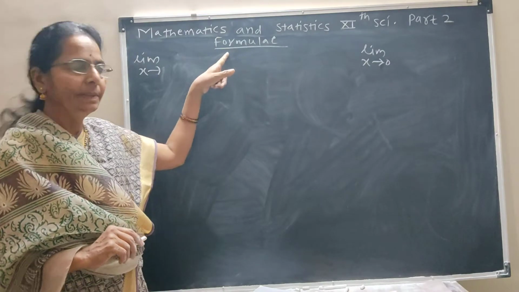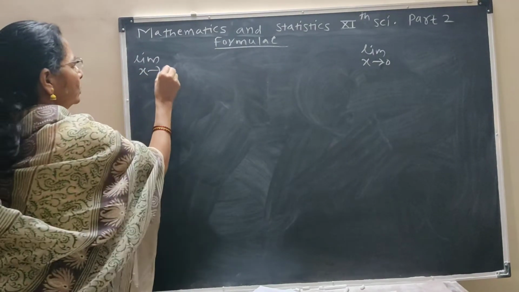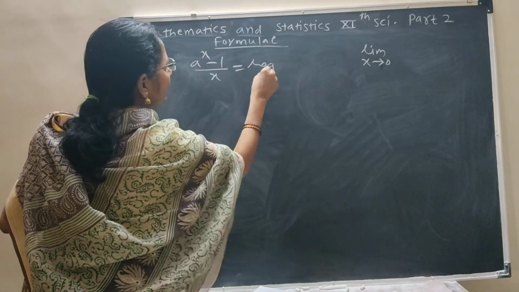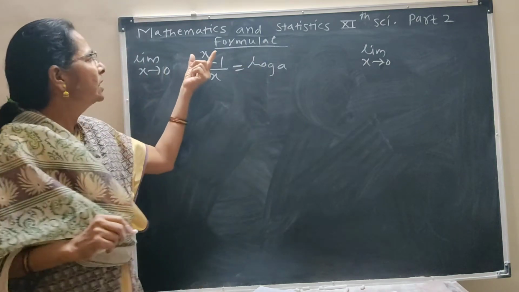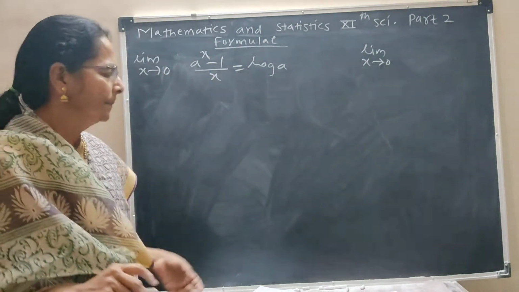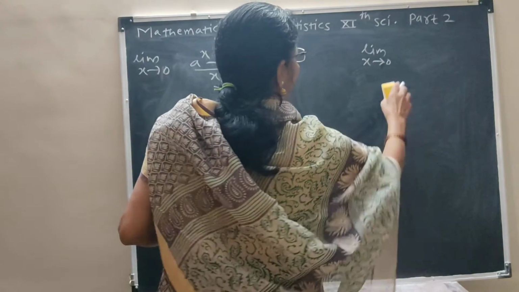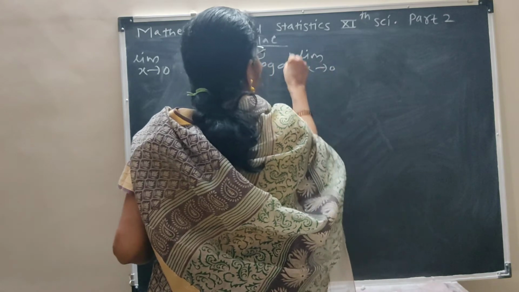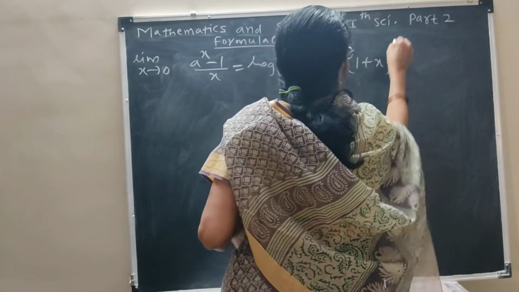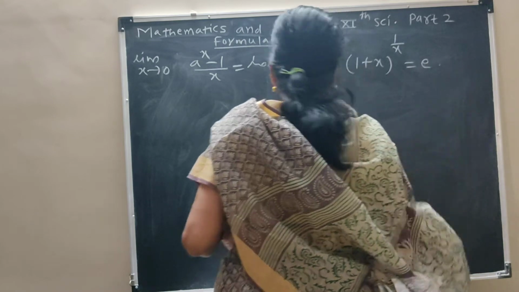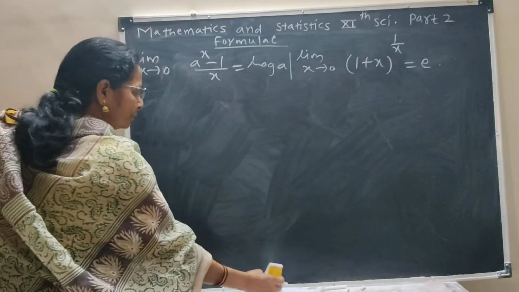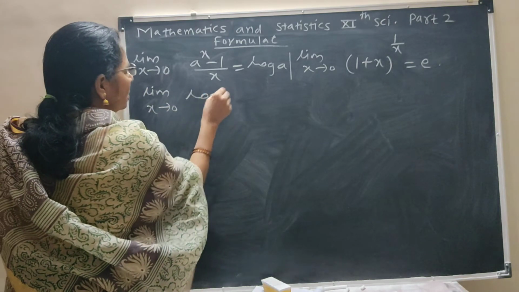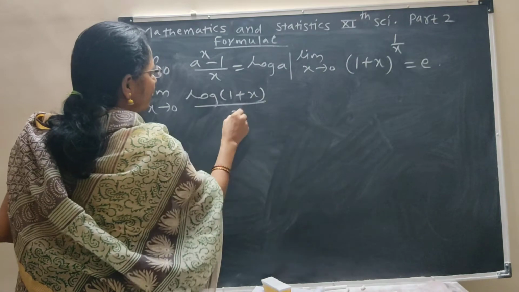Next important formula: limit as x tends to 0, a raised to x minus 1 upon x is log a. Limit as x tends to 0, 1 plus x raised to 1 upon x is equal to e. Limit as x tends to 0, log 1 plus x upon x is 1.